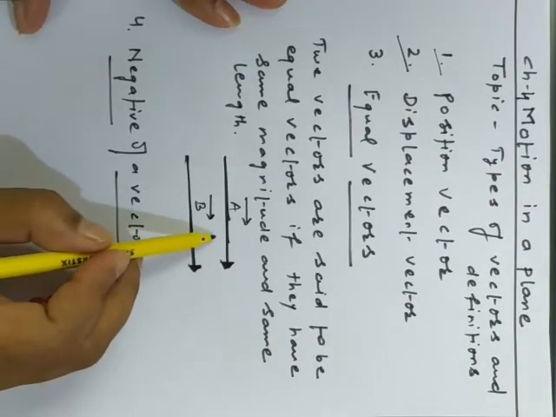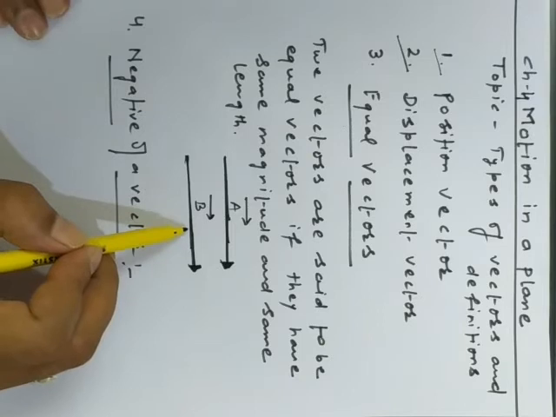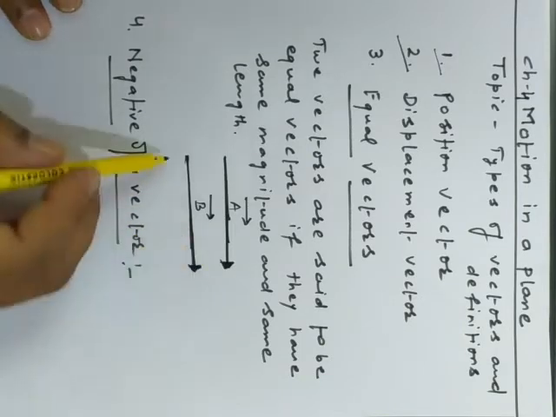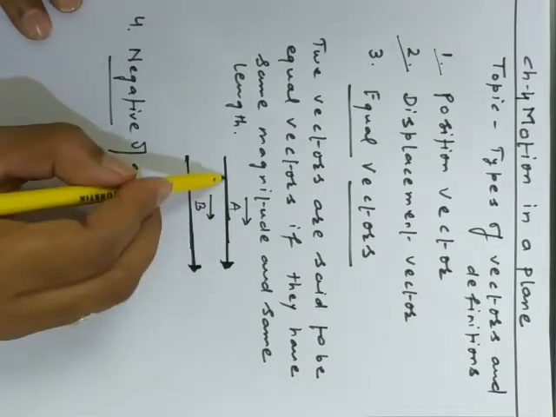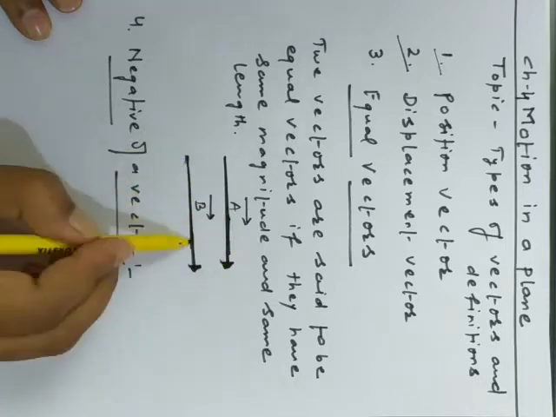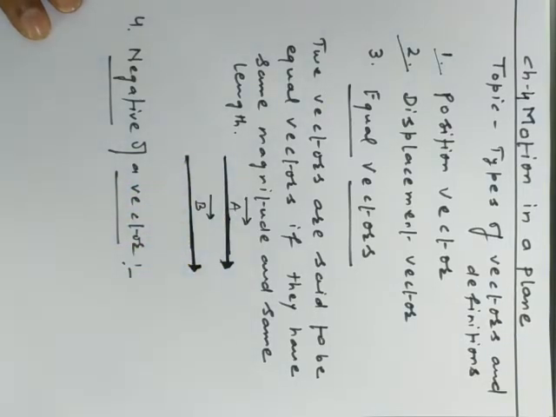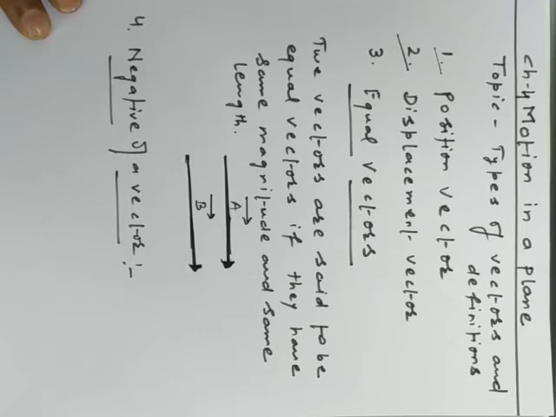Now here we have two vectors a and b, both are equal vectors because they have the same magnitude. Magnitude means the length of the tail is the same for them, and they are acting along the same direction. So both a and b are called equal vectors.